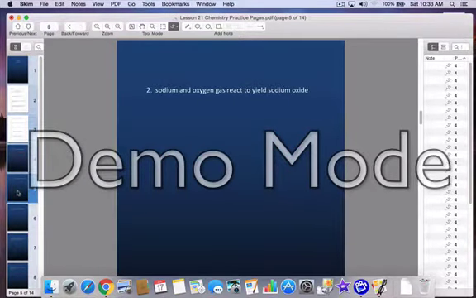This one says sodium and oxygen gas react to yield sodium oxide. Okay, first thing we need to do is write our reaction. So we have sodium. Now notice if it just says sodium and no other element or ion immediately following it, it's just going to be elemental sodium by itself. And "and" means plus, so we're taking some sodium, which is sodium metal, and we're exposing it to oxygen gas, reacts to yield, so we draw the arrow, sodium oxide.